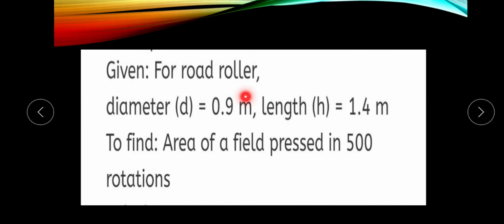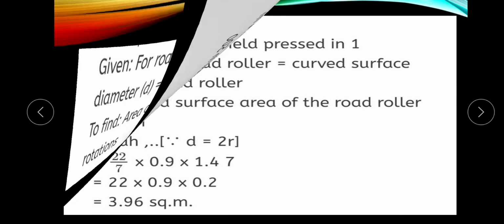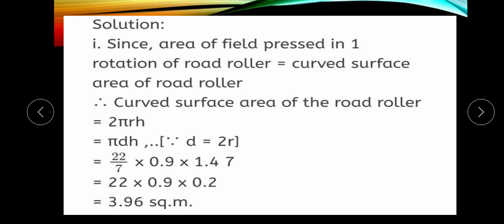For the road roller, that is the cylinder, diameter is given as 0.9 meter, length h is given as 1.4 meter. We need to find the area of the field pressed in 500 rotation. Since area of the field pressed in one rotation of road roller is equal to curved surface area of the road roller. Therefore, curved surface area of the road roller, that is the formula 2 pi r h.